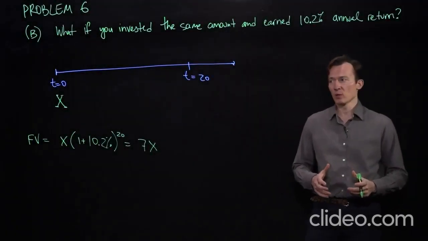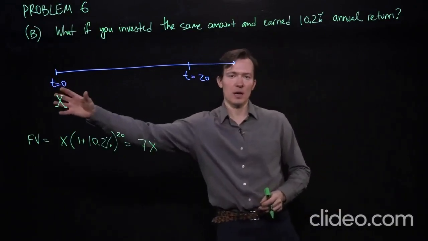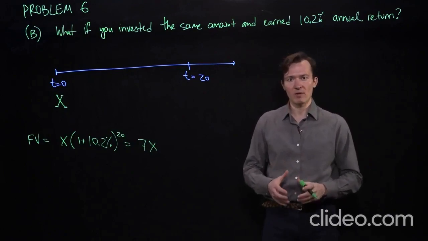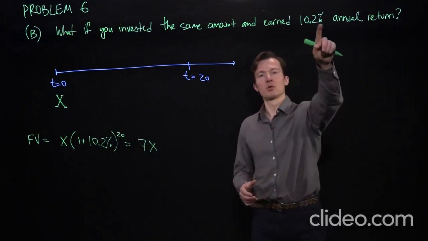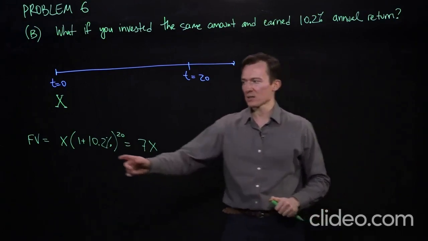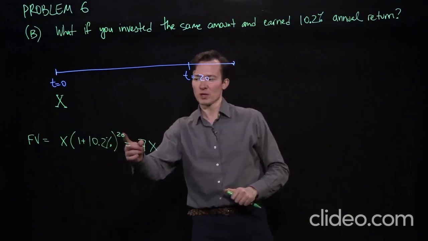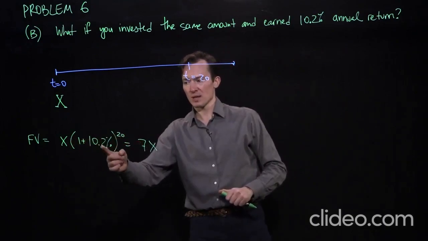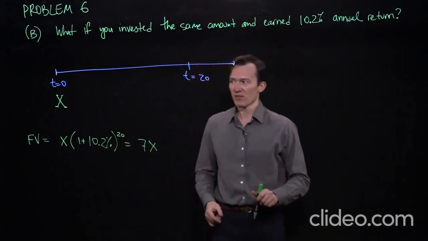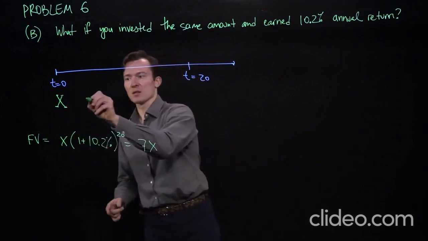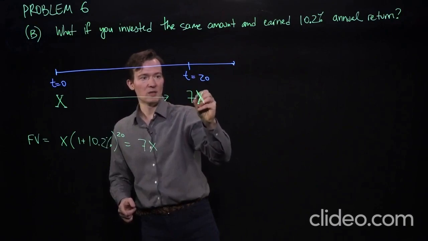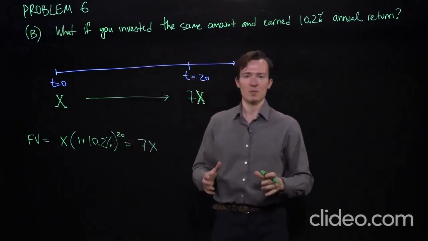What will happen if we invested the initial amount X into the stock market, and the stock market during this time period on average produced 10.2% annual return? Well, the future value of this X invested at 10.2% for 20 years would equal X times 1 plus 10.2% raised to the power 20, and that would equal 7X. Therefore, the initial amount of X would grow to 7X over this 20-year time period.